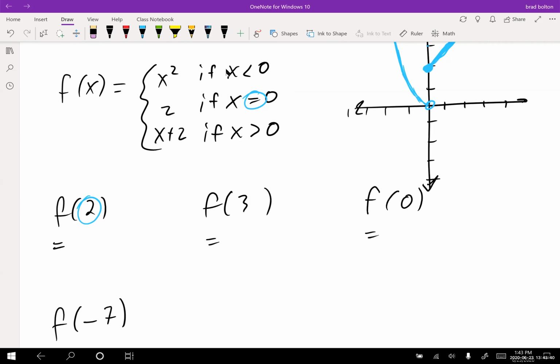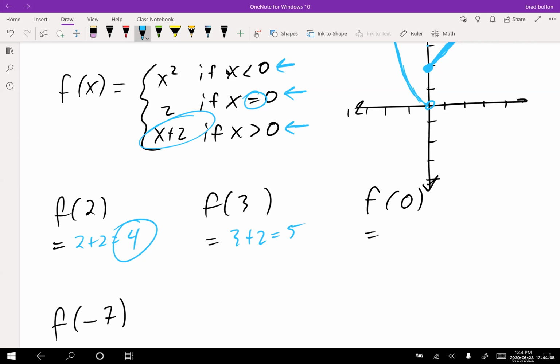Well, this domain right here is when we're talking about 0 or less than 0. So that would be negative numbers. This domain right here is only talking about when x equals 0. And this domain right here is talking about when x is bigger than 0. Well, 2 is bigger than 0, so we use this guy. So I'm going to do 2 plus 2, which is equal to 4. So that would be our answer, okay? Now for 3, that actually would be the same thing. 3 plus 2 equals 5.